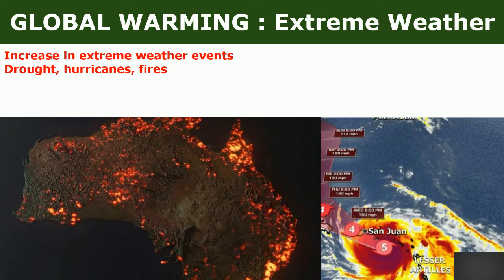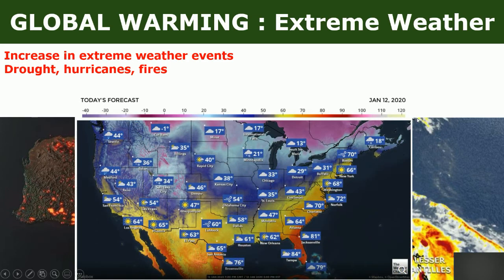So this was a picture of Australia during their most recent wildfires. This is a picture from space, and this is how much of the country was on fire. And I think they said about 1 billion animals died in this last event.